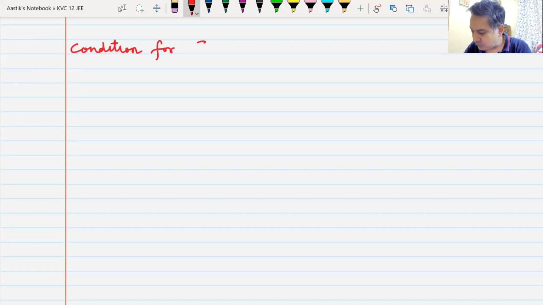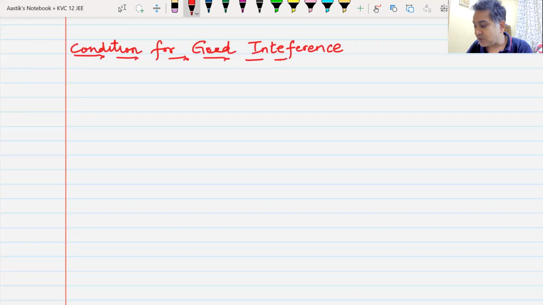Conditions for good interference. What are the conditions? These conditions have come in exams before. They are obviously not going to ask which of the following is a good condition for interference. They will not ask it that way. What they will do is twist the statement and then ask you as an option.